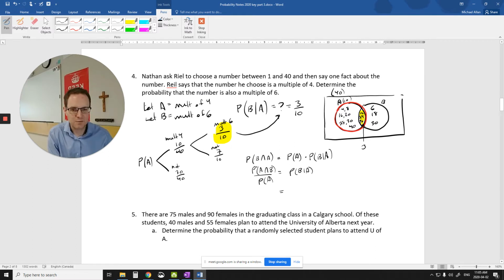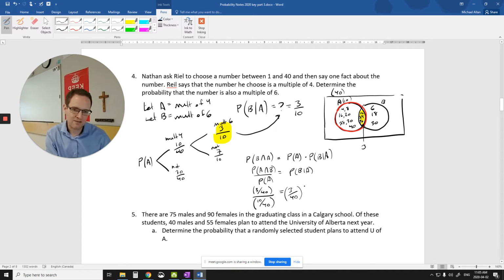Okay, so the probability that A and B are going to happen at the same time is going to be, there's 3 of them out of the whole 40. So the top here is going to be 3 out of 40. And the probability of A happening, this is A here, the circle, the red circle I drew, is there's 10 of them out of the 40. And if I do the math on this, I can have 3 over 40.